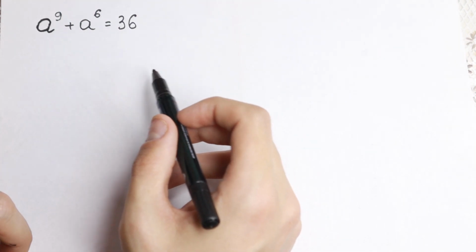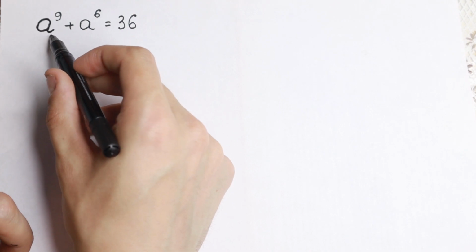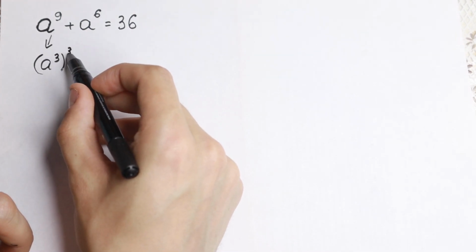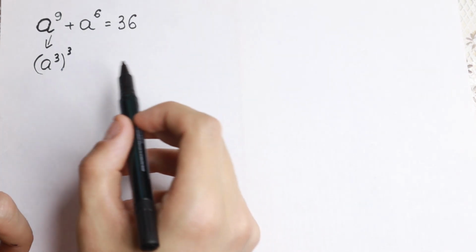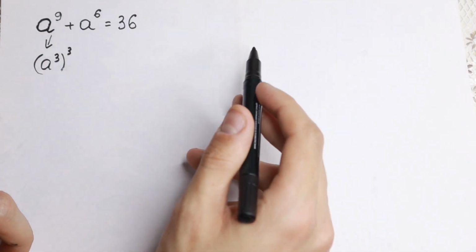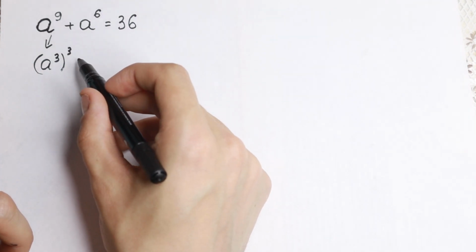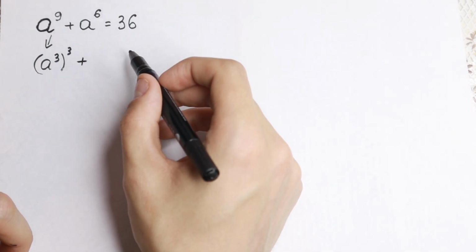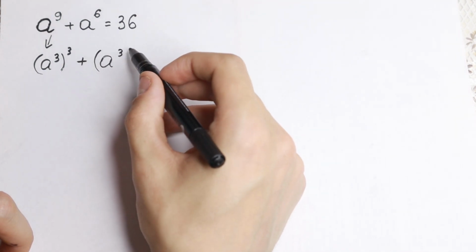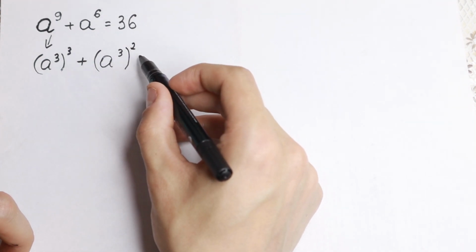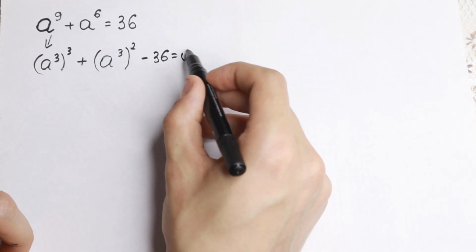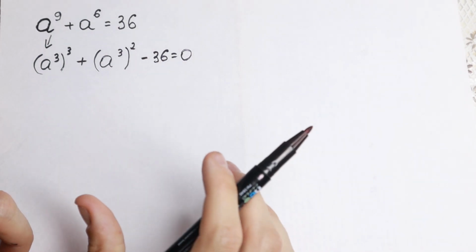Because we have a to the 9th power, it's really good to write this a to the 9th as a cube to the third power. If we go in reverse, we can multiply it and we will have the same, so nothing changed for us. And let's go further. 6 is a really good power as well, because we can write it as a squared cubed, not to the third power, but squared. And I bring this 36 to the left, minus 36 equal to 0. So this is the main trick right here.